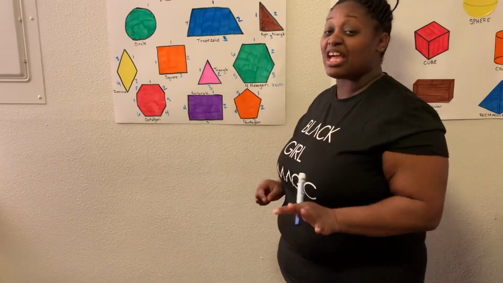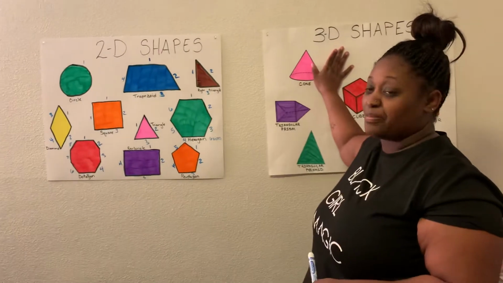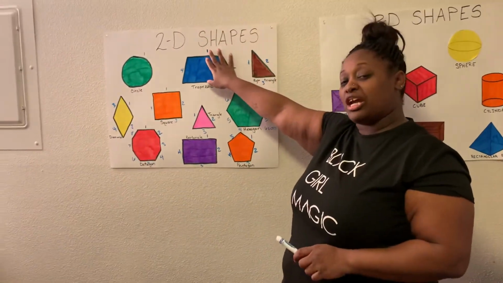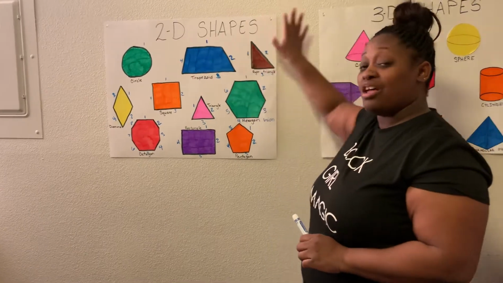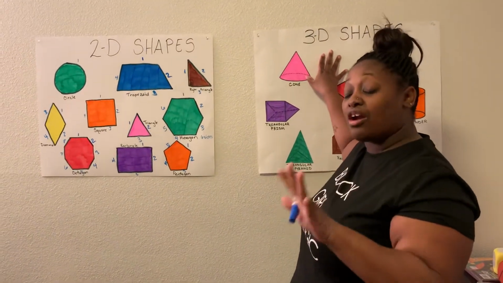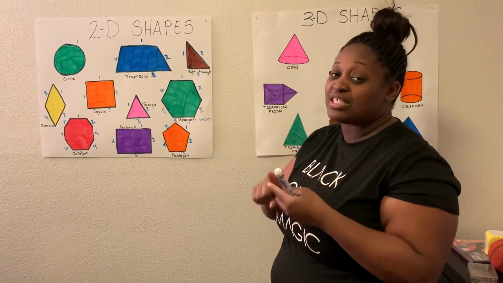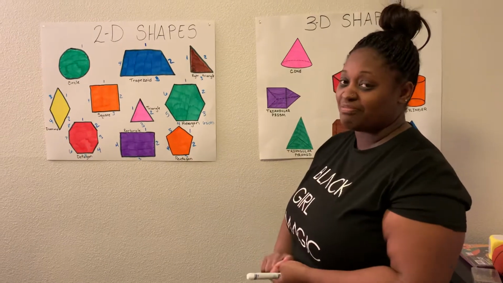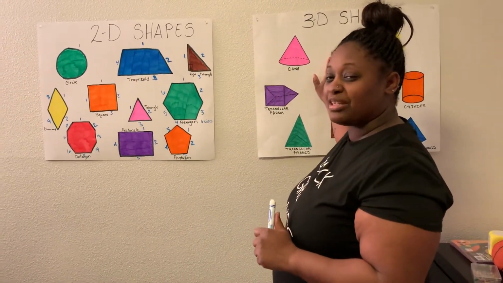Afternoon, students. Today for math, we're going to learn about 2D shapes and 3D shapes. With 2D shapes, they're flat and they have sides. 3D shapes are either flat or curved, and then they have faces, edges, and vertices. I know it sounds like a lot, but we'll talk about more of the 3D shapes in a little bit.